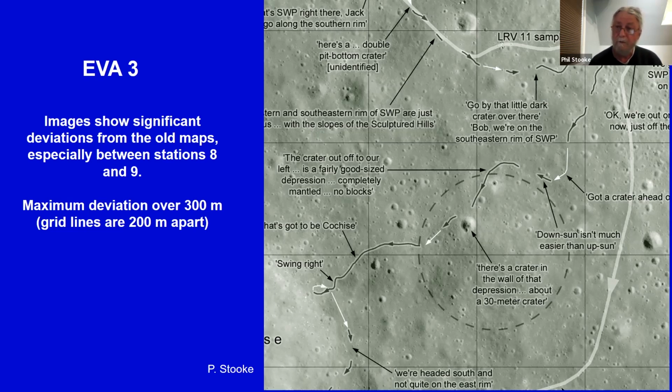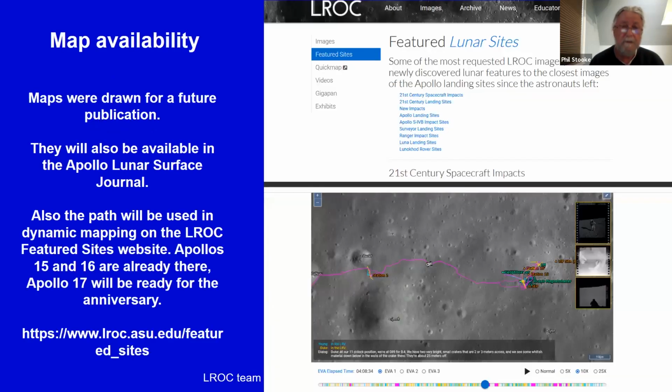I should point out that all of the science stations were very accurately located because of the great panoramas that were taken at the sites anyway. So they're not in question. It's these paths between them that get to be improved. Next slide, please.